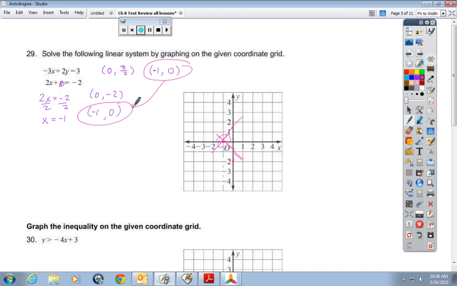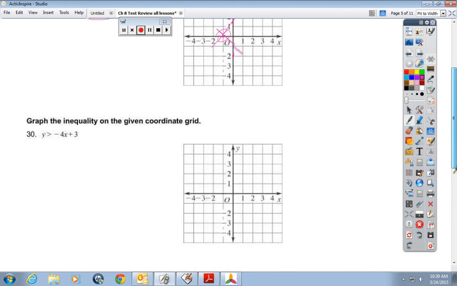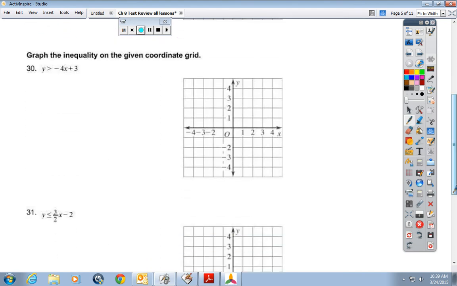On this one, graph the inequality. We're going to graph it just like it was y equals. So I'm going to identify the y-intercept, which is 0, 3. And then the slope is negative 4/1. So that means I fall 4, 1, 2, 3, 4, run 1. Fall 1, 2, 3, 4, run 1. And I have enough. Now, would I connect those dots with a solid line or a dotted line? Dotted. Why? Because it's a greater than sign. So I'm going to use a dotted line.